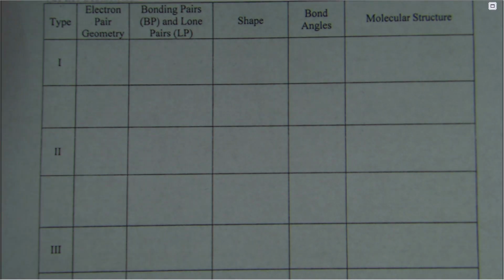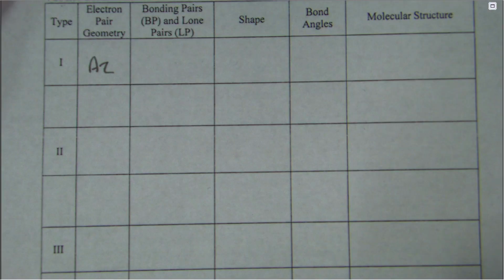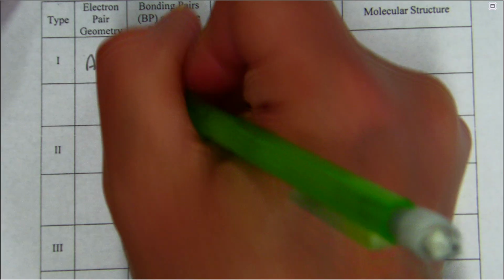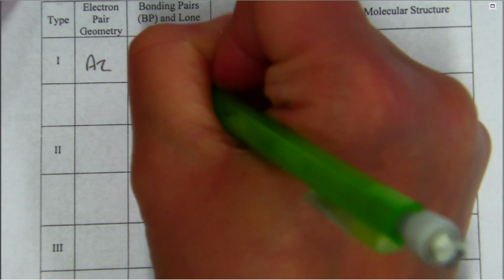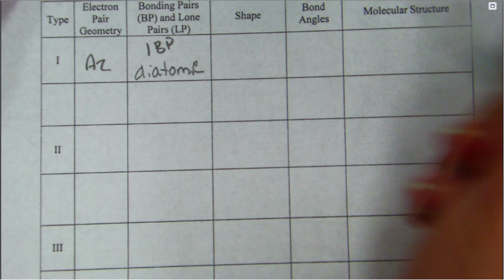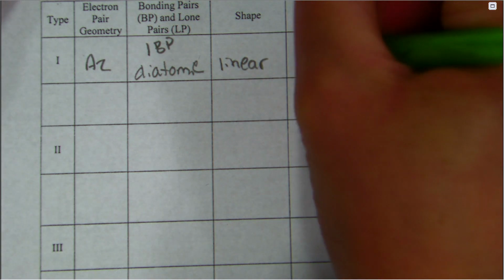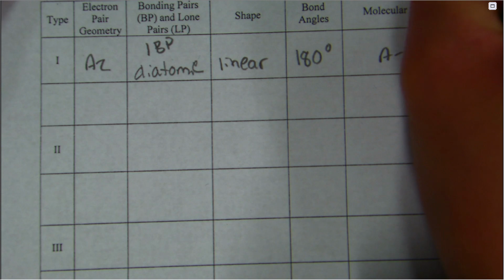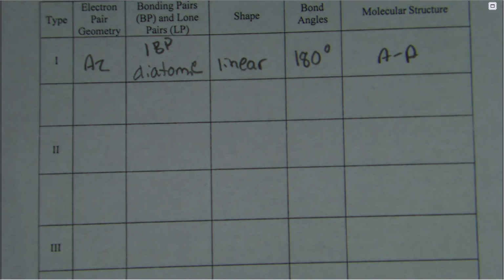Okay, so we're going to draw this and see what we can figure out. Our electron pair geometry may be an A2. In this case, we have one bonding pair, which I'm just going to write as 1 BP, and these are going to be our 7 diatomic elements. They have a shape which is linear, a bond angle of 180 degrees, and their structure is going to look something like this, where A is whatever element.